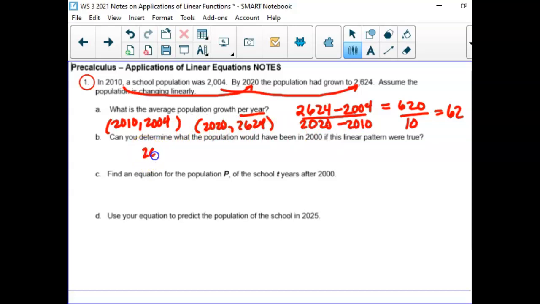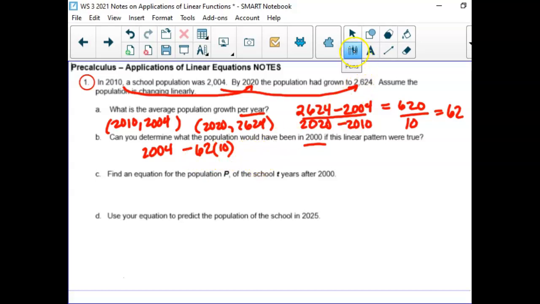We should take 2004, the population, times 620, because that was the population growth. This is her idea. Follow this logic, guys. 2000 was 10 years before 2010, right? So we need to back up this population growth of 62 per year. We need to back that up 10 times. So start with the 2004 and subtract 62 10 times. Okay?